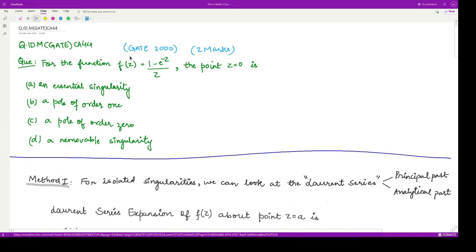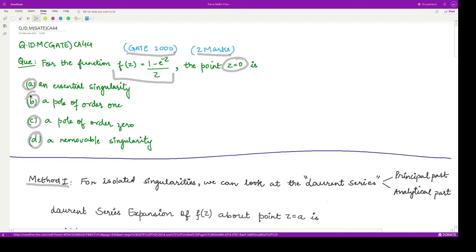This video is taken from the paper GATE 2000 and here we have a question of 2 marks. The question says: for the given function f of z defined to be 1 minus e to the power minus z divided by z, the point z is equal to 0 is an essential singularity, a pole of order 1, a pole of order 0, or a removable singularity.